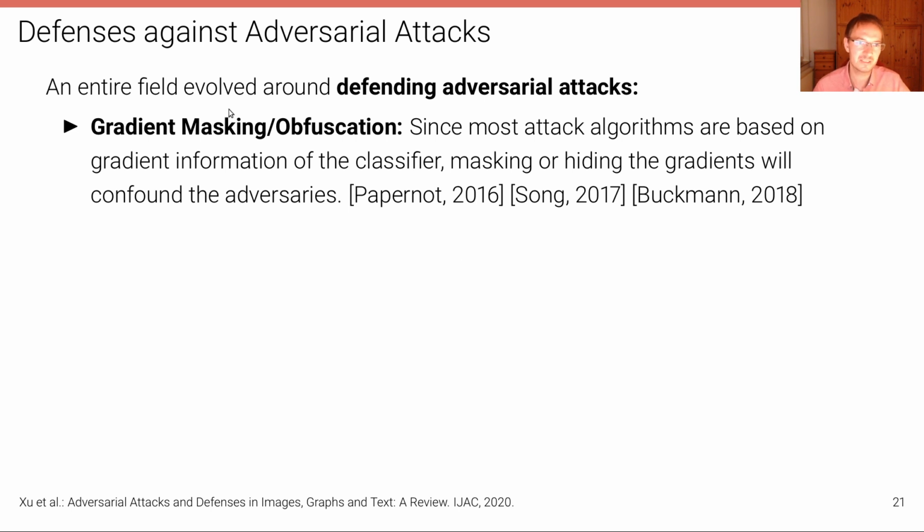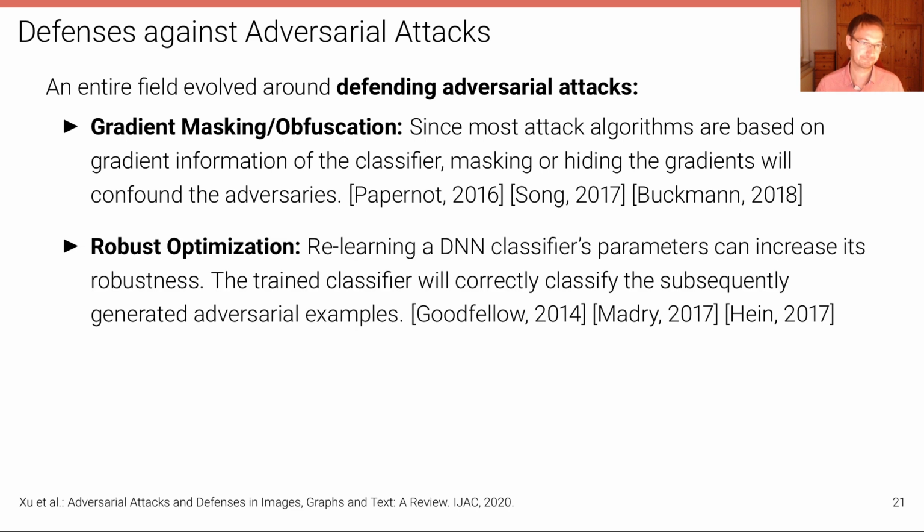So an entire field evolved around defending against adversarial attacks, and there are three dominating paradigms. The first, and you can read about this in this review here, for example, is gradient masking or obfuscation. Since most attack algorithms are based on gradient information of the classifier, if you mask or hide the gradients from the attacker, then this will confound the adversaries.